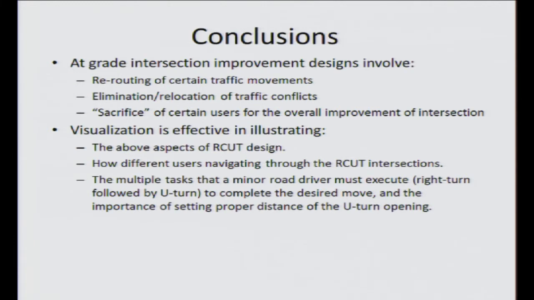They have to bear some sacrifice for the overall benefit of all the users. Okay, and visualization helps us illustrate all these different design aspects of the RCUT design. And it illustrates how different users navigate through the intersection, okay? And also the driver thing we put in there helps the local citizen understand there's so many tasks you have to execute when doing the U-turn followed by right turn followed by U-turn. So you need to have enough distance to do that, okay?